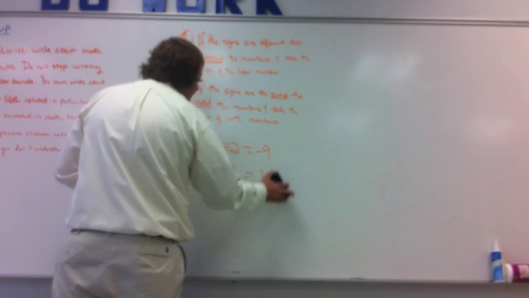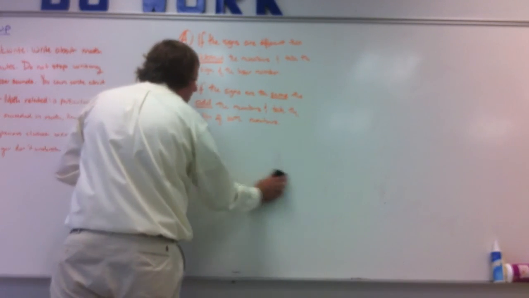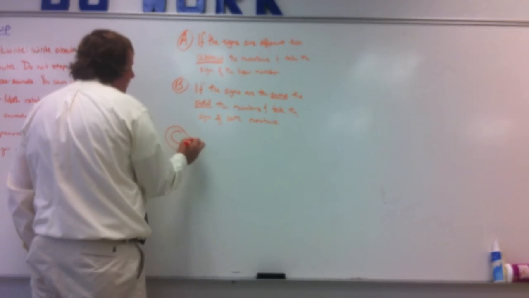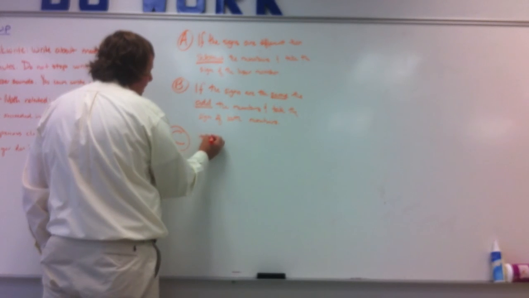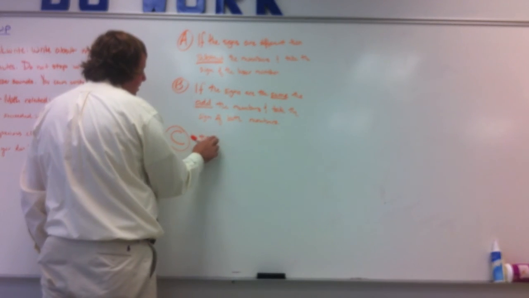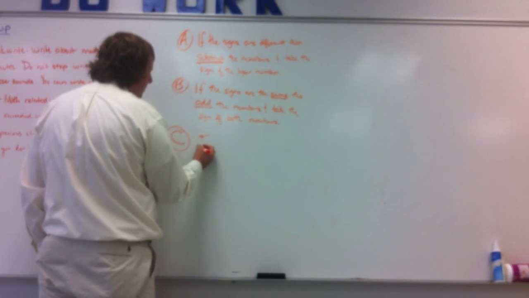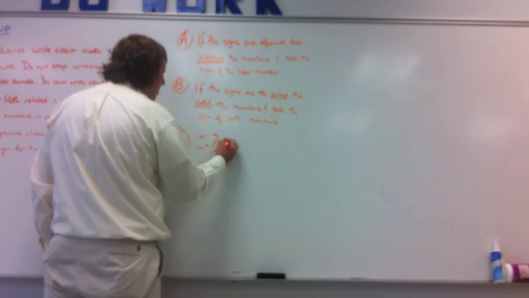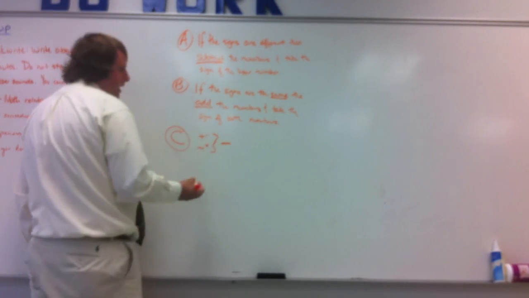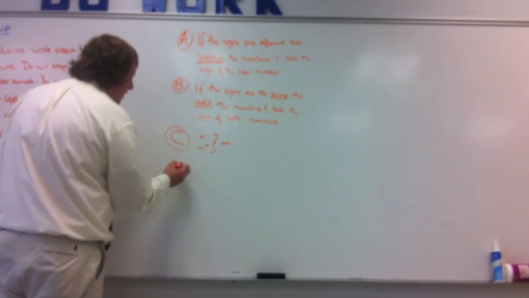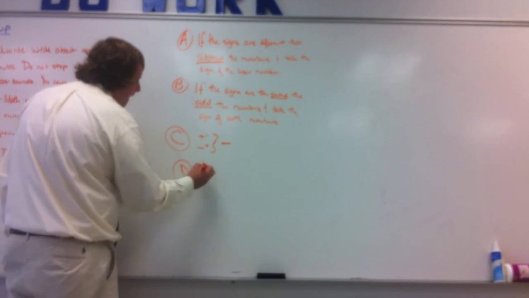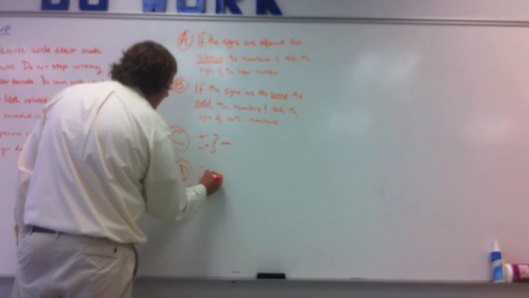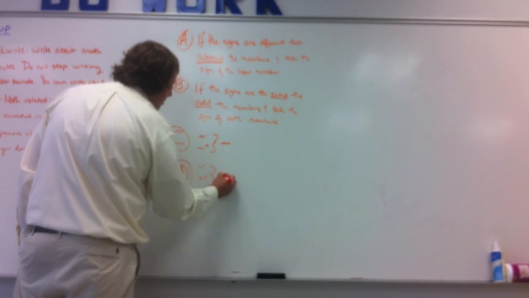The last two. Rule C: if you have plus, minus right next to each other, so you add a negative or you subtract a positive, then just change those into a negative. And D, if you have a minus a negative or add a positive, change that into a positive.